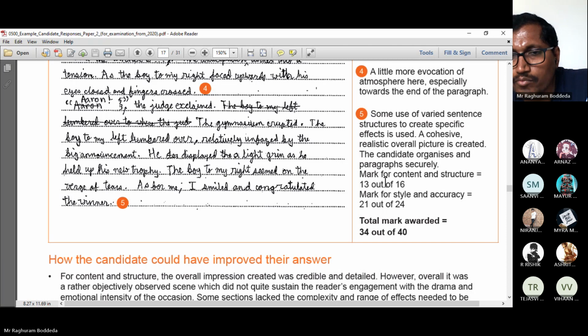Now you have to look here. The marks for content and structure are 13 out of 16. It's a good score. I thought 8 and 8, so maybe you score 7 and 6. Content maybe 6 and structure maybe 8, so together 13. Okay, sorry, 7 and 8. Okay, this one is style and accuracy.